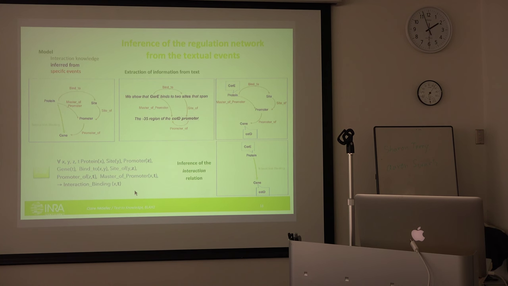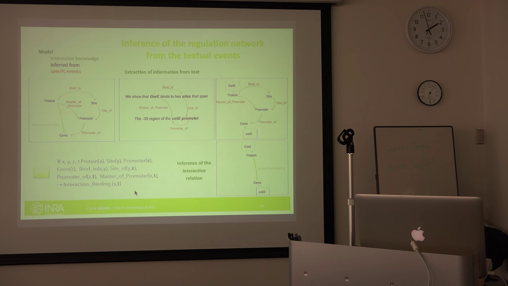And here is an example. We show that GerE binds to two sites that span the certified region of the Togotv promoter. So applying information extraction to that, we extract this specific relation, which is represented here in a more abstract way. And from that, using this rule, we can infer that the GerE protein interacts with the cotD gene.